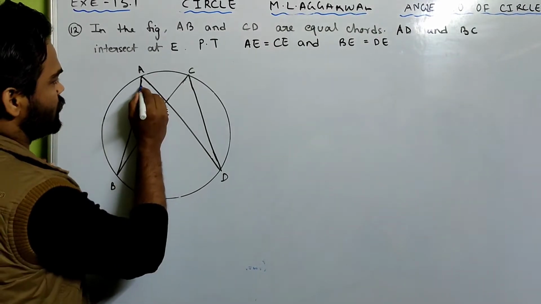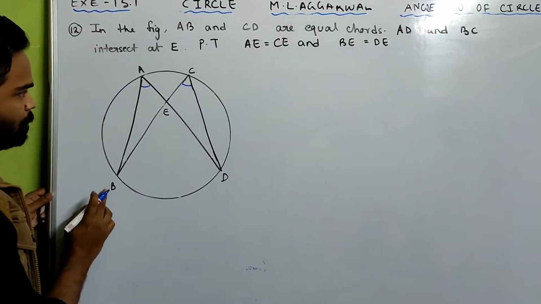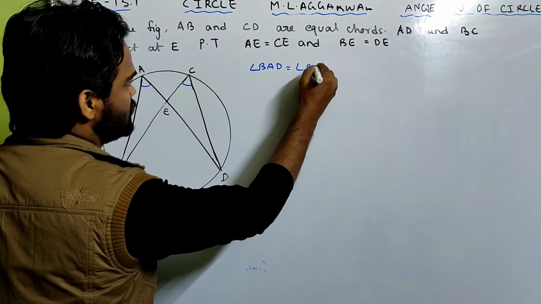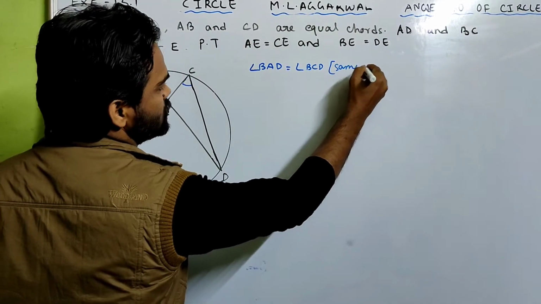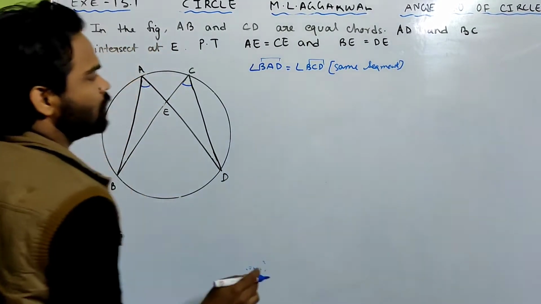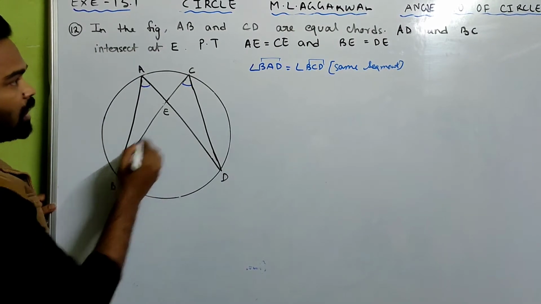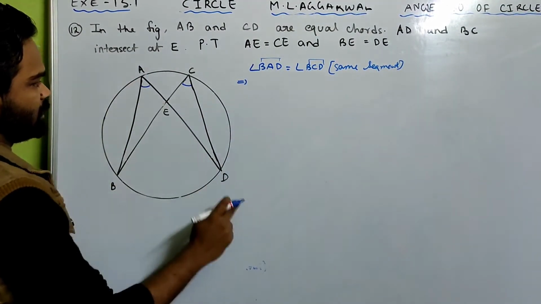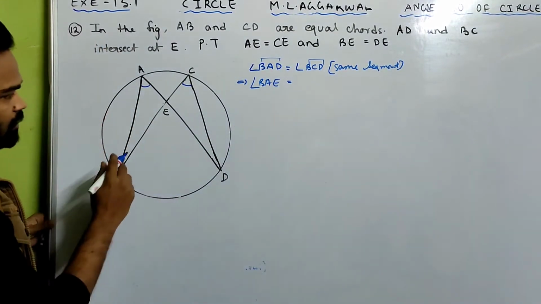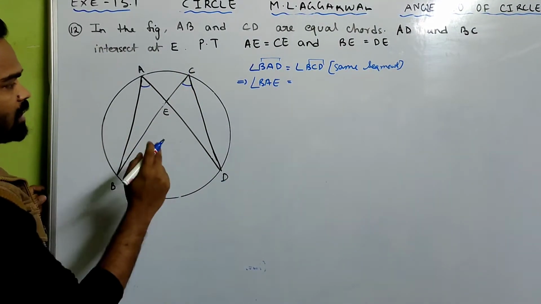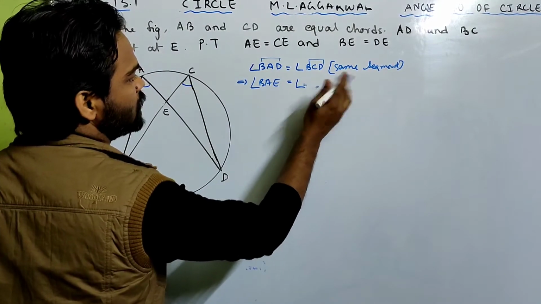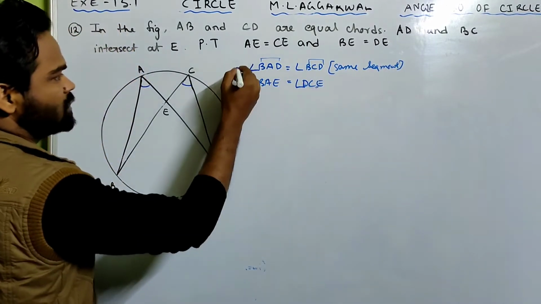Now look carefully. First of all, this angle and this angle, angle BAD is equal to angle BCD, isn't it? Same segment BD. Similarly, angle BAD, can I write BAE? Same thing, BAE. And angle BCD, can I write DCE? DCE, same thing, isn't it?